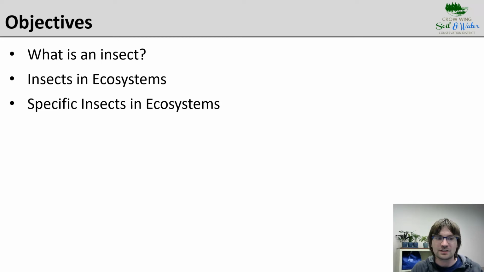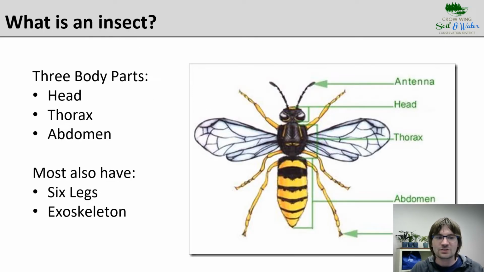So today's objectives, we're going to run through what is an insect. We're going to take a look at insects and their ecosystems, or specific role they play in the environment, and then we're going to look at some native Minnesotan insects. So let's just run through the basics of what an insect is.